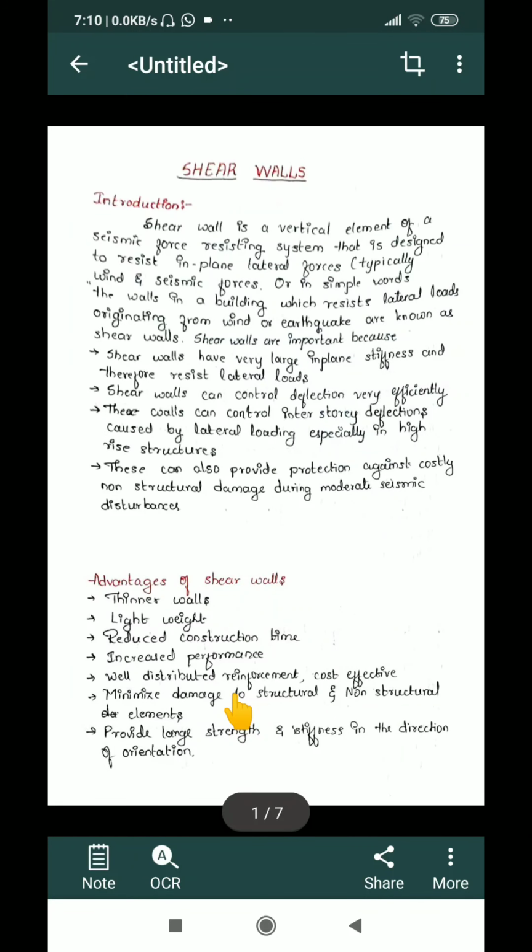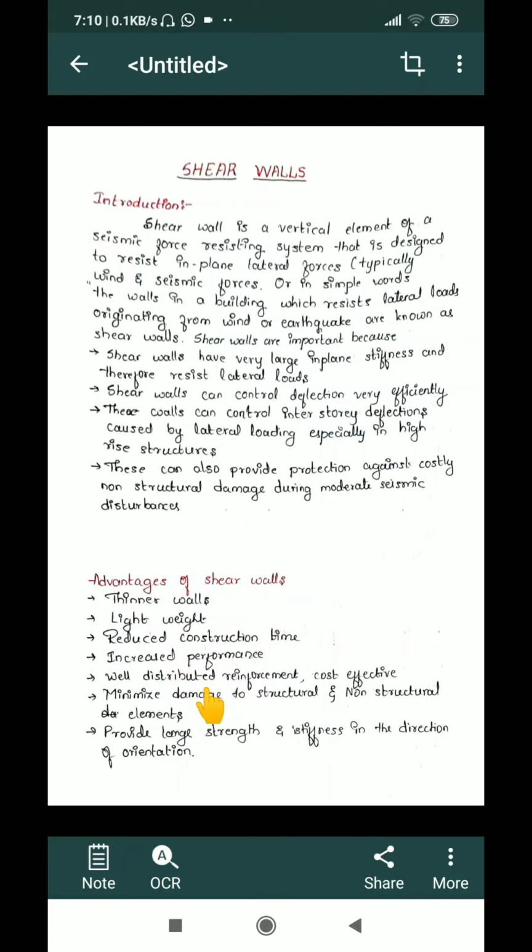Now let us start with the advantages of shear walls. These are thin sections as compared to a normal wall. These are lightweight since these are thinner sections, so the self weight of the walls is drastically reduced. These will reduce construction time because for constructing a shear wall we just provide a reinforcement cage and pour concrete, and the shear wall will be ready.